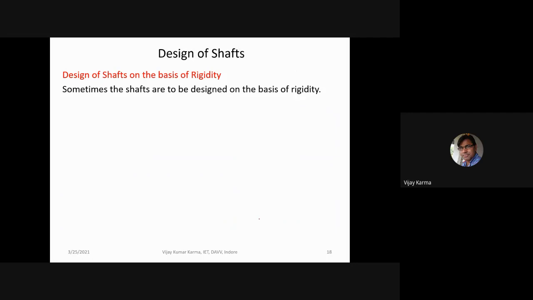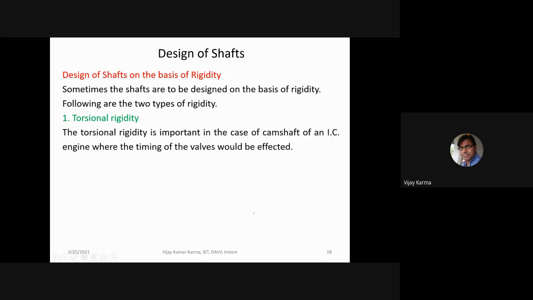Design of shafts on the basis of rigidity. So there are two types of rigidity. One is torsional rigidity. This is important in the case of a camshaft in an IC engine, where the timing of the valves would be affected.